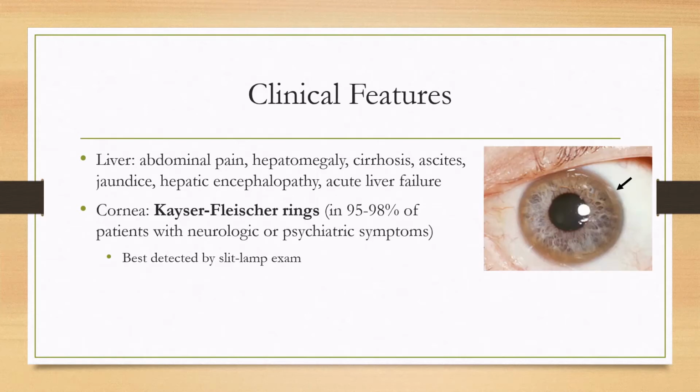So for clinical features, for the liver, you may have abdominal pain, hepatomegaly, cirrhosis, ascites, jaundice, hepatic encephalopathy, or acute liver failure. For the cornea, commonly tested are Kayser-Fleischer rings, which are found in 95 to 98% of patients with neurologic or psychiatric symptoms, and these are best detected by slit lamp examination with ophthalmology.